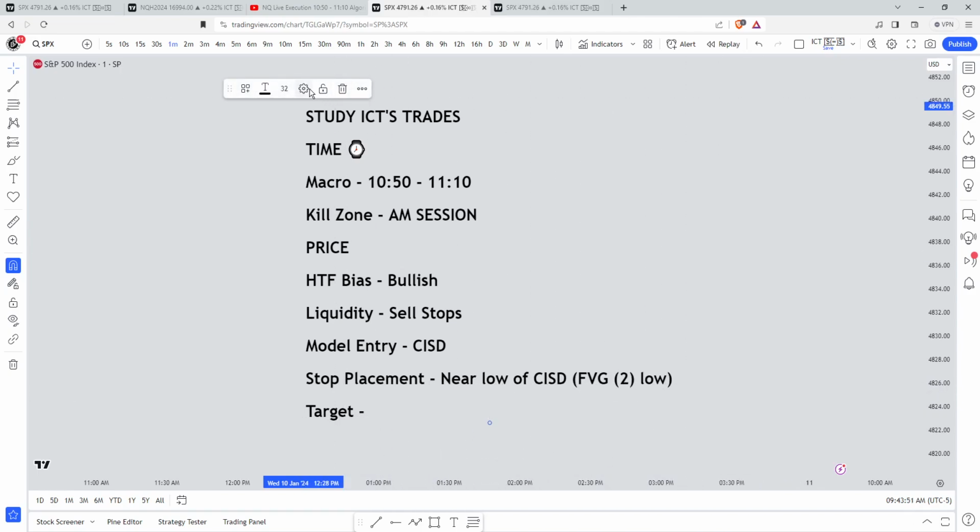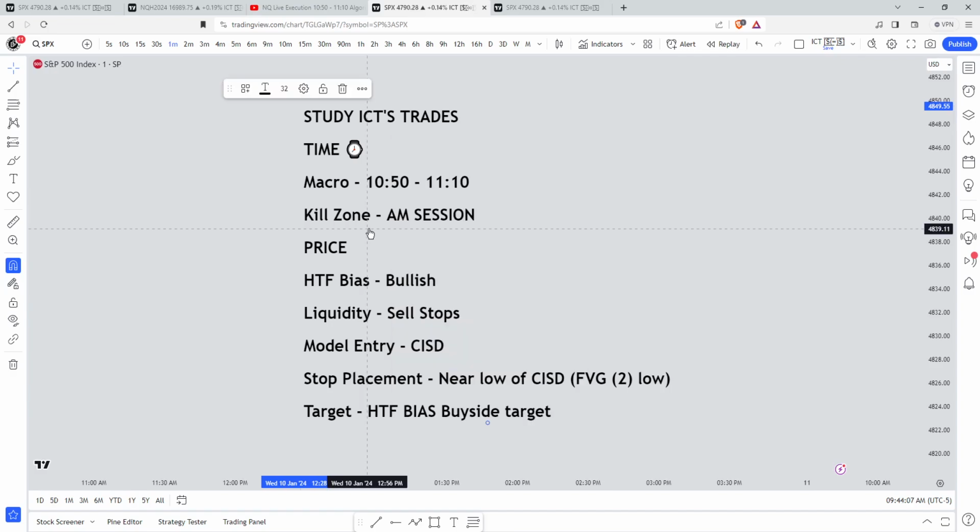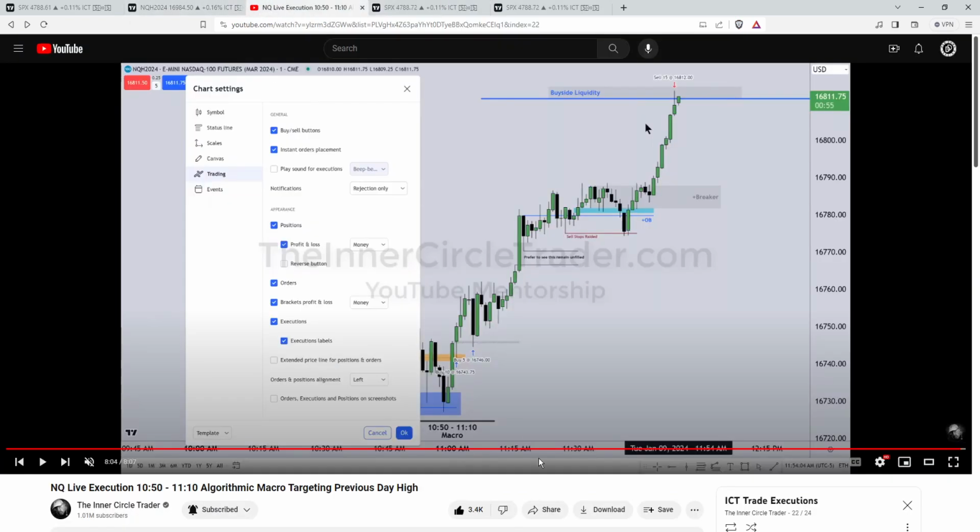Target, he's using the higher time frame bias. Higher time frame bias buy side target. So far what we have, ICT trading in the 10:50 to 11:10 macro. In the AM session, the higher time frame bias was bullish. Price ran out sell side liquidity, created a change in the state of delivery. He had a stop placement near the low of the change in the state of delivery, which was also the fair value gap number 2 candle. And he was targeting the higher time frame bias target.